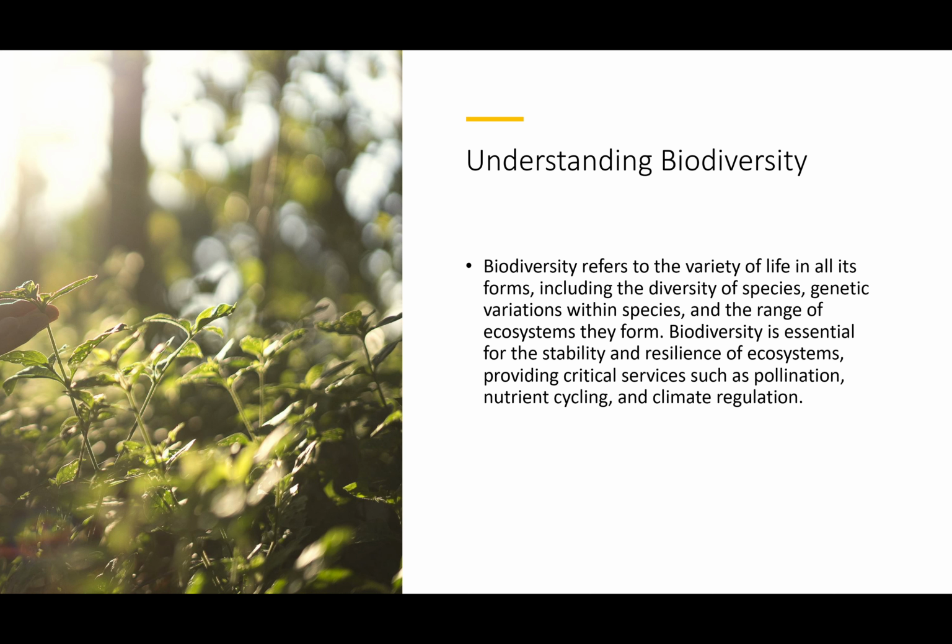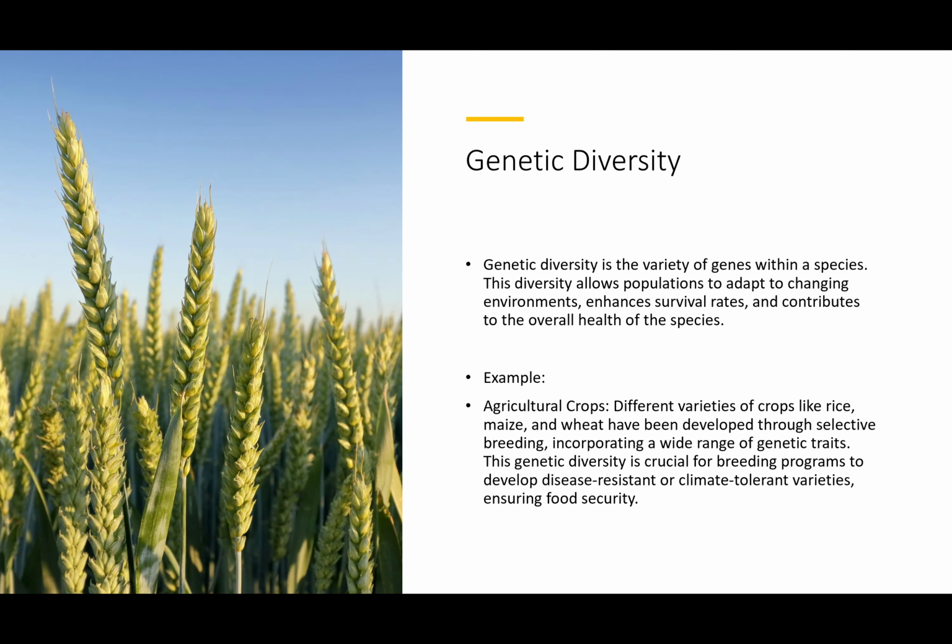We're not talking about only diversity within species. We're not talking about variations in species. We're not talking about just the ecosystems being different. We're talking about all of that combined. Diversity is essential for the stability and resilience of ecosystems, providing critical services such as pollination, nutrient cycling, and climate regulation. That's biodiversity there. We have genetic diversity, right?